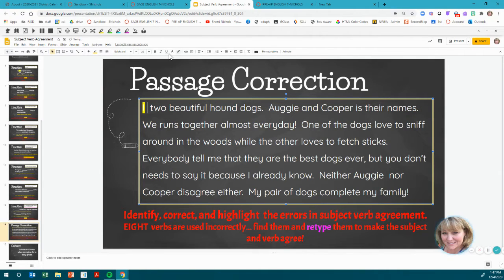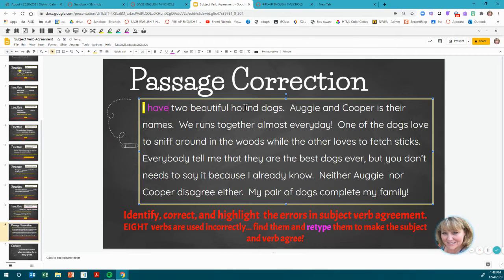I'm going to make it into this nice text color. I have 2 beautiful hound dogs. Now you've identified that one. Augie and Cooper is their names.